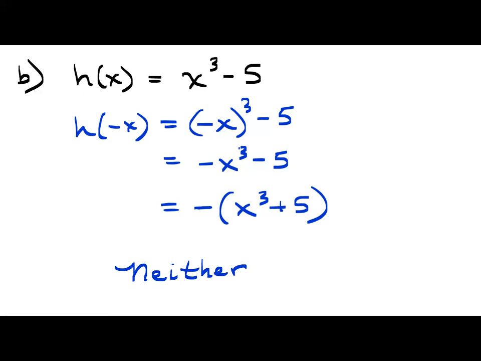And why do we need it? Because in complicated graphs, if we can find even or odd symmetry, we can fill in the rest of the graph that way. That's kind of the point of finding it.